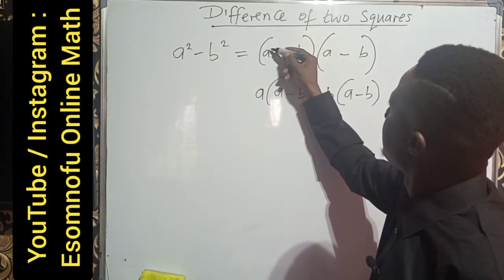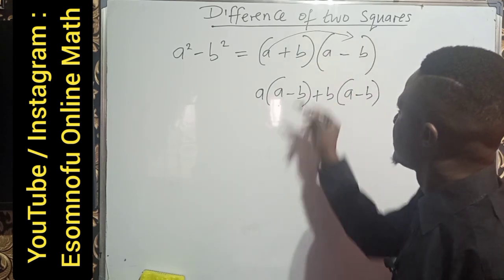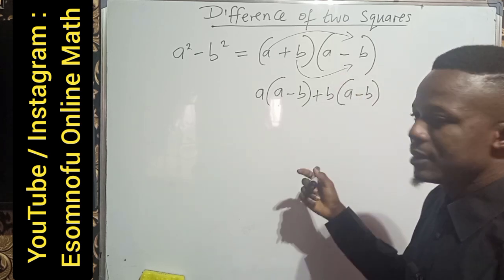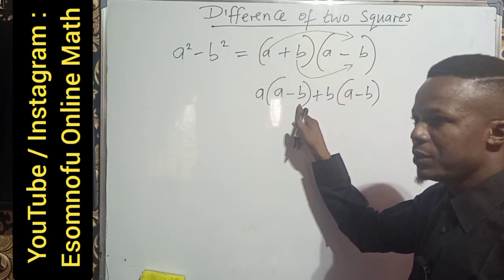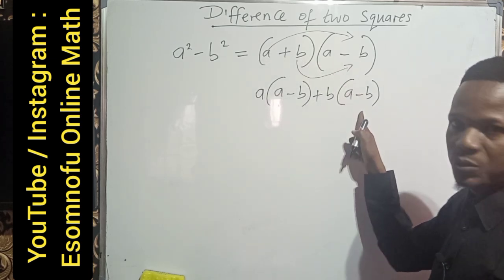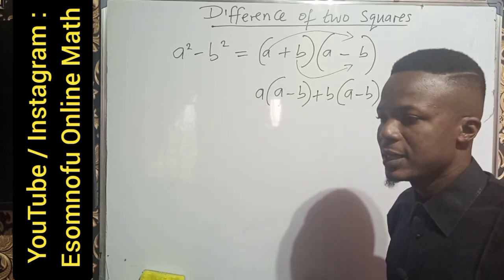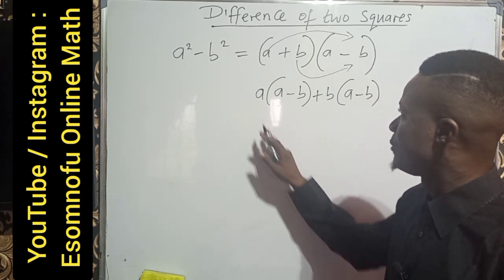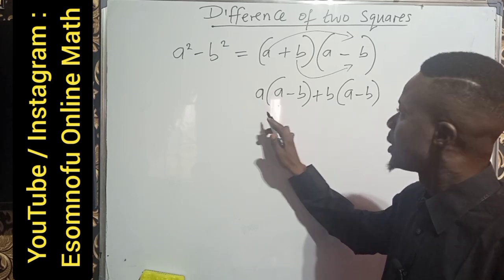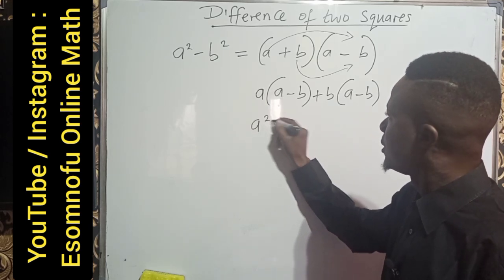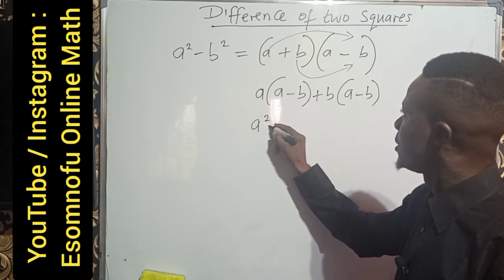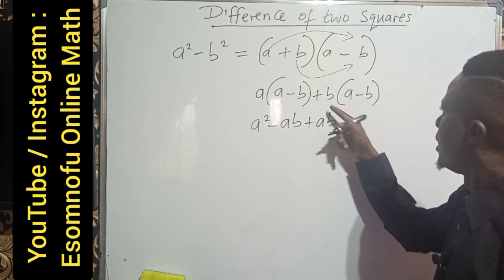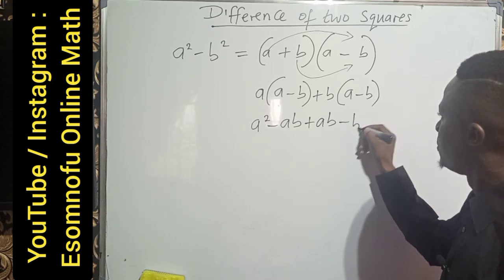Look at what I did here. The first item must multiply the second bracket, while the second item or the second letter here will also multiply the second bracket, everything in the bracket. That was why I called it a multiplying a minus b and plus b multiplying a minus b also. Now to expand a bracket, any term outside the bracket must go into every term inside the bracket. We have to distribute a into a minus b. Now a times a will give us a squared, and a times minus b will give us minus ab. b times a will give us plus ab, and b times minus b will give us minus b squared.